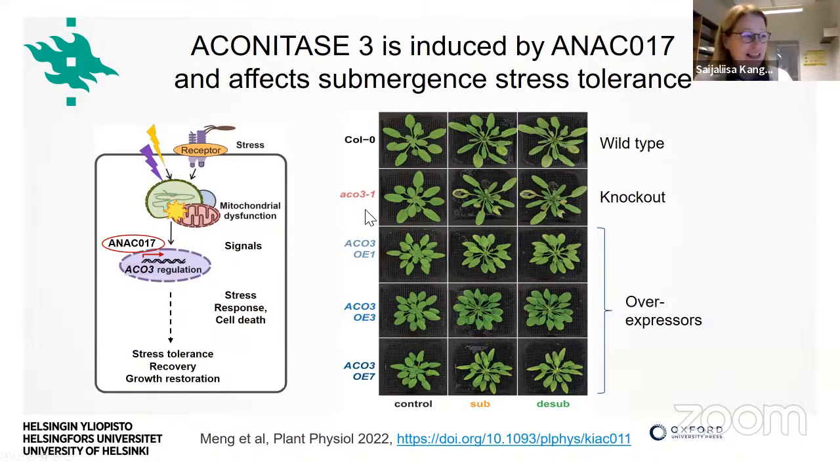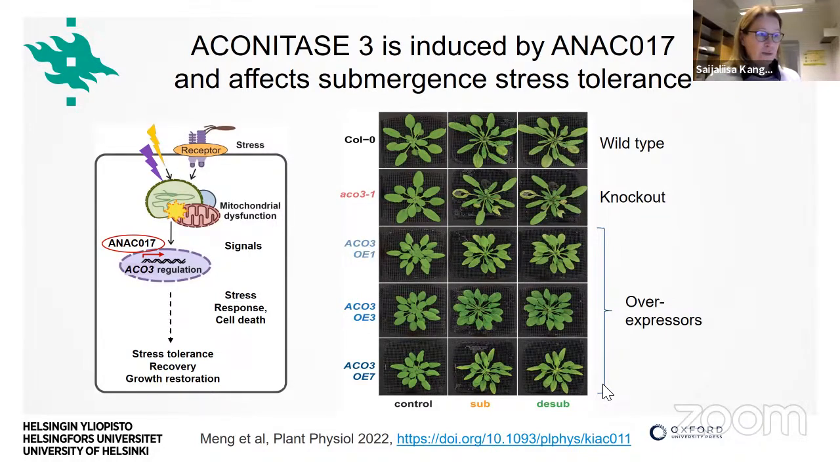And then the Wieland lab looked into their phenotypes in the submergence stress and found that the Arabidopsis plants that were completely devoid of this aconitase 3 isoform did not really tolerate the submergence stress and recovered very poorly during the desubmergence. Whereas plants overexpressing this aconitase isoform were quite tolerant to this flooding condition.